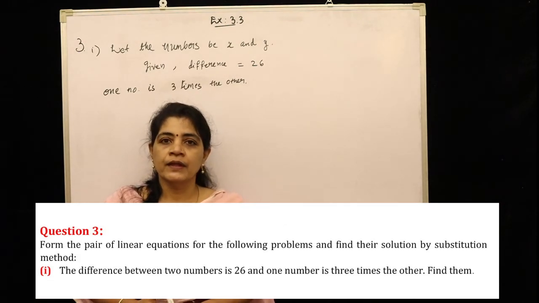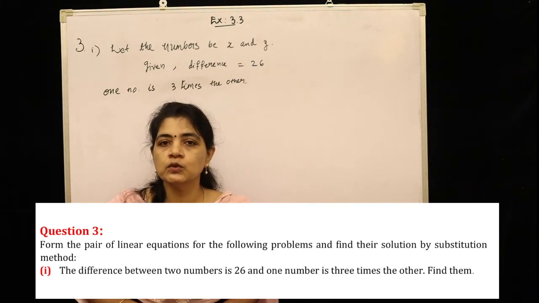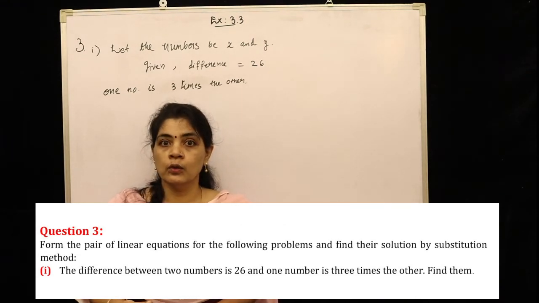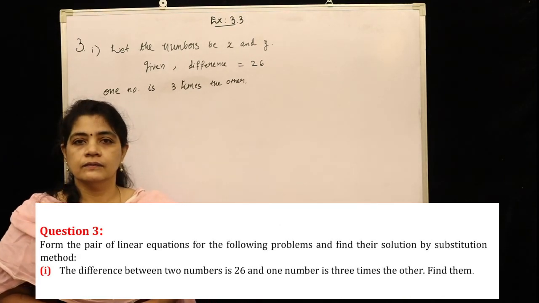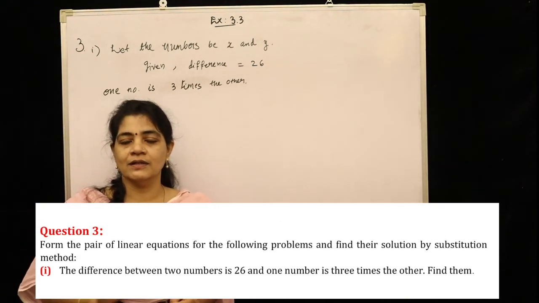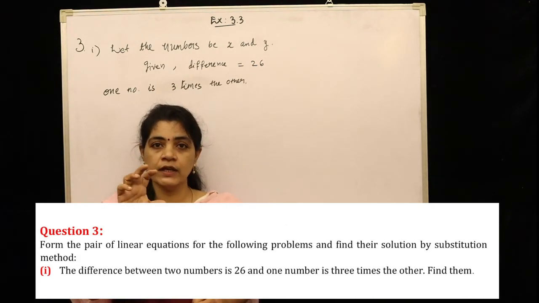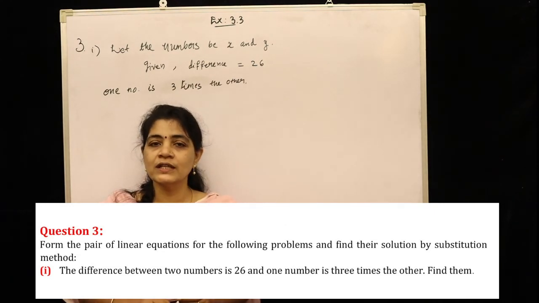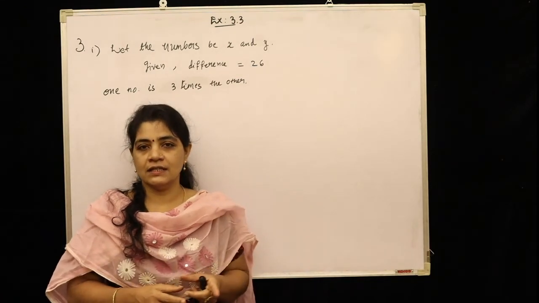Yes children. See, in the first question, we have two numbers and the difference between the two numbers is given as 26. And one more clue: one number is 3 times the other, and we have to find those numbers. So here we have two clues. Under this we can form the equations and solve for those numbers. The first clue is the difference between two numbers is 26.